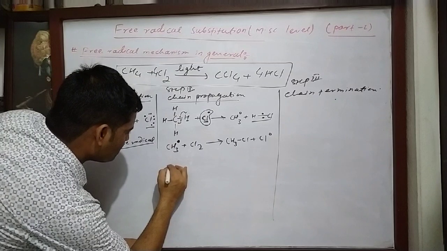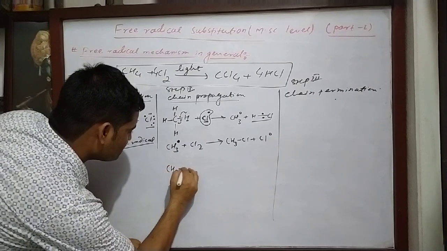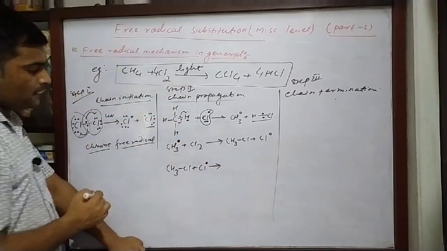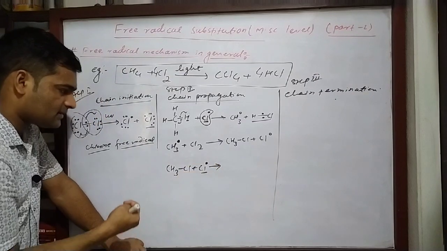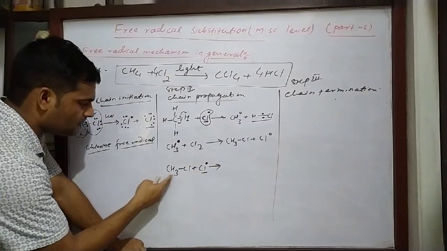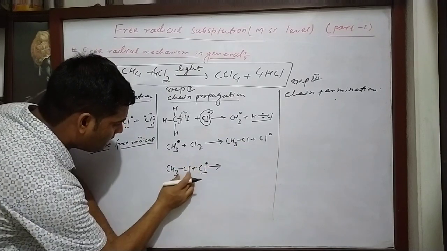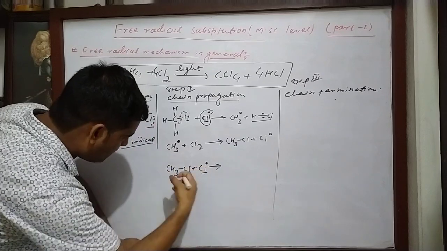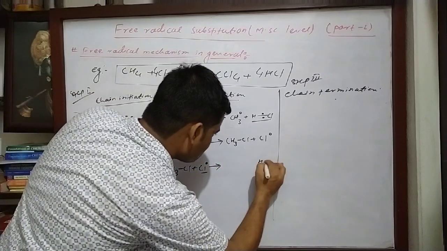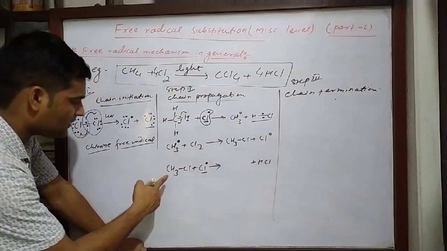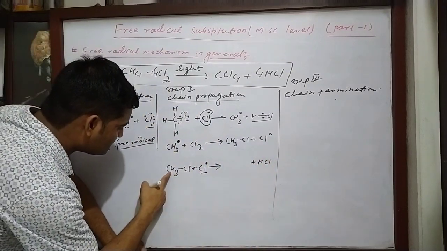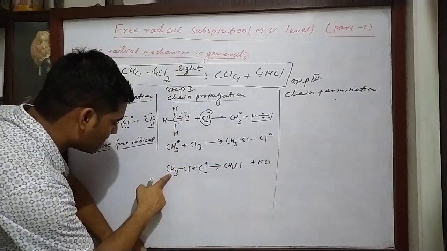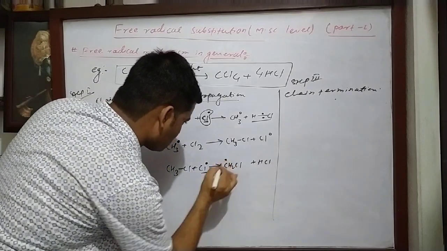And in the next step, what happens? CH3Cl is the neutral molecule and Cl radical is the radical. A radical always abstracts from a neutral species. Here, from this neutral molecule, the radical abstracts, meaning withdraws, hydrogen. Then HCl is the byproduct, and CH2Cl radical is formed, since one hydrogen is removed from CH3Cl.